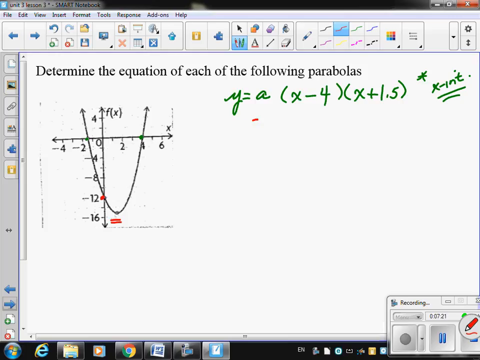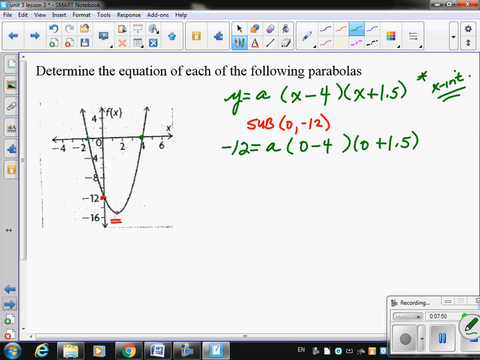So I am going to substitute a point I am very comfortable with, which would be when x is 0, my y-intercept is negative 12. If you know a point, you can find your a value. My next line would be the negative 12 goes where the y is. I'm trying to solve for a. 0 is wherever x is, and I would substitute the values like that.